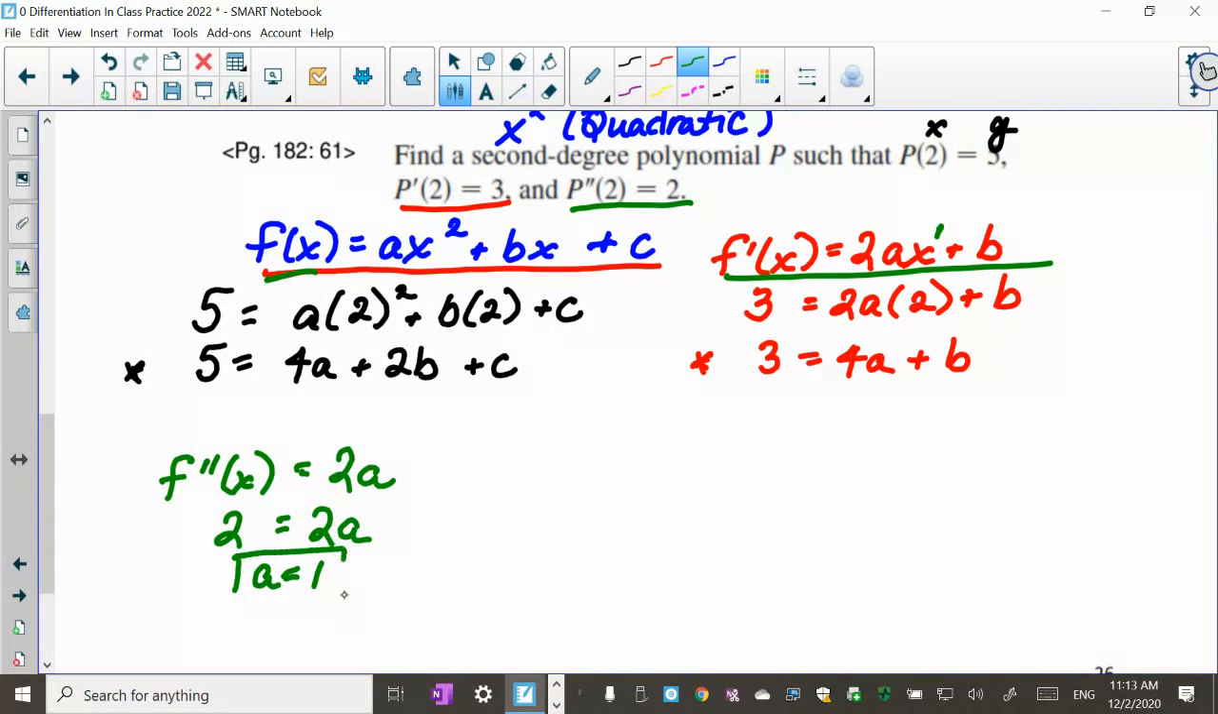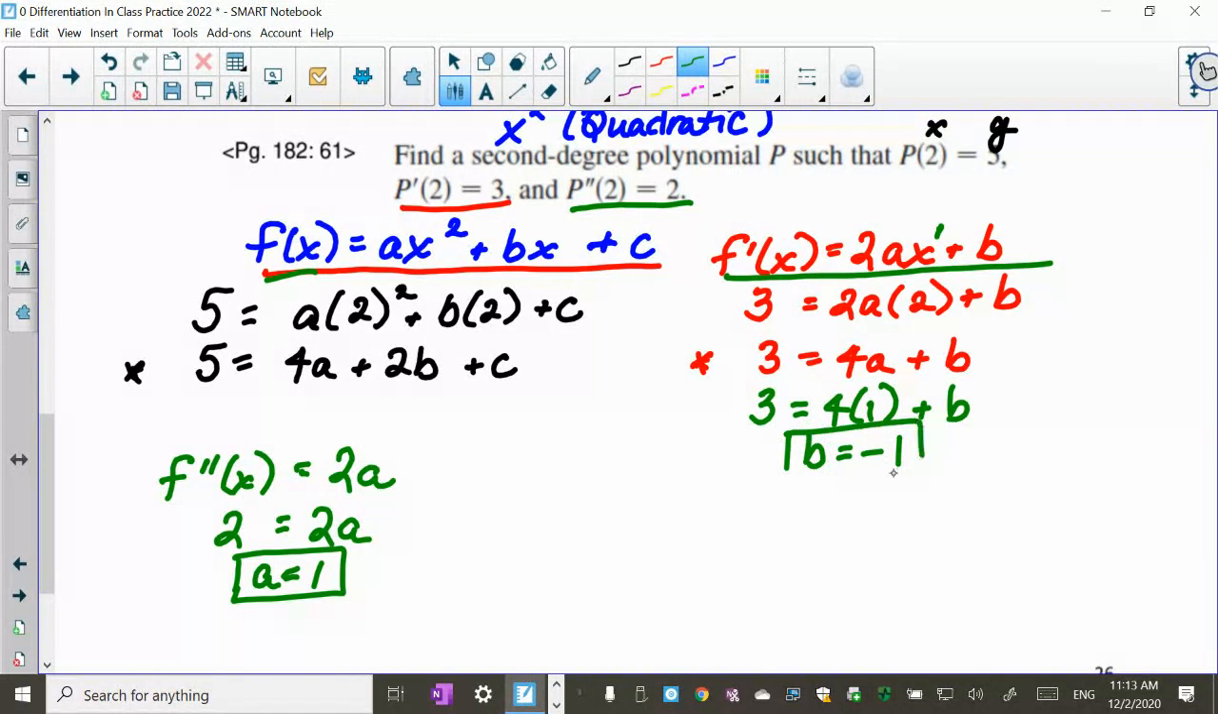Now this is kind of like a domino effect. Now I know a is 1. Once I know a is 1, I can now come up to here in the red, plug in a is 1 and find out b. So 3 equals 4 times 1 plus b. So b is going to be negative 1.